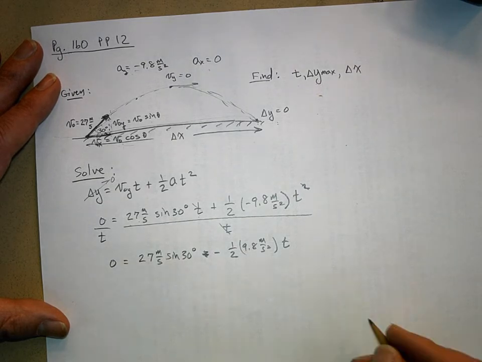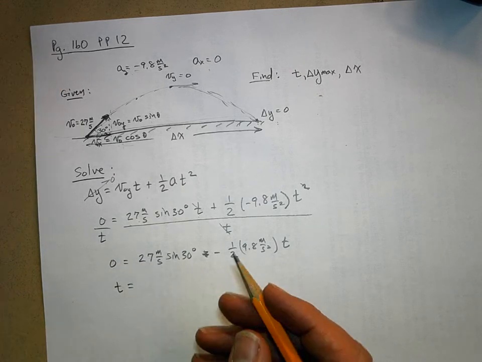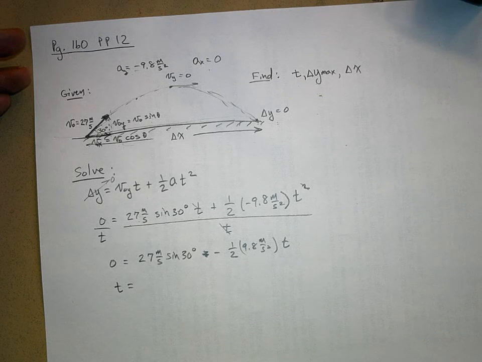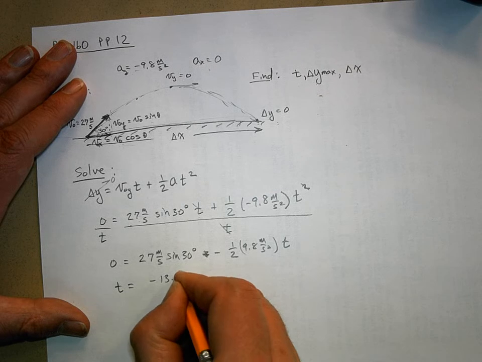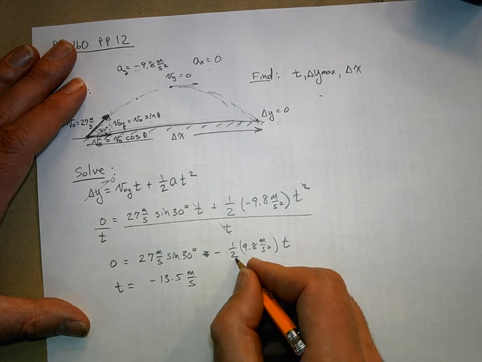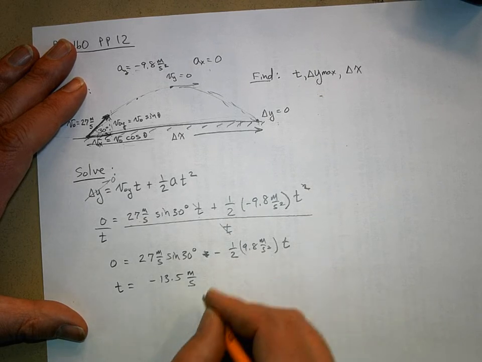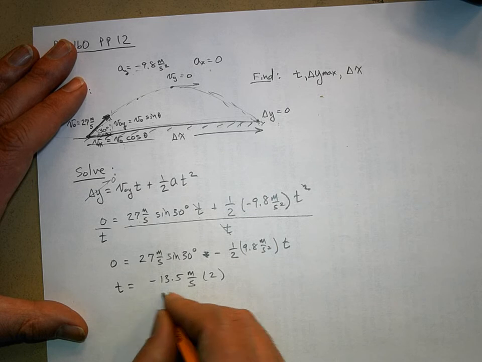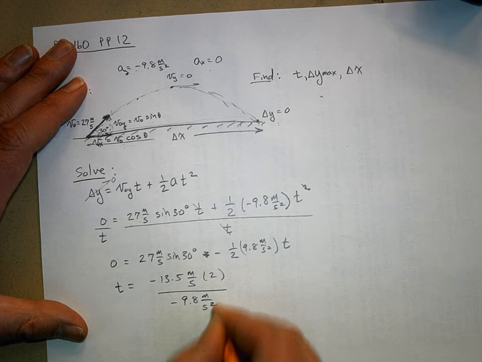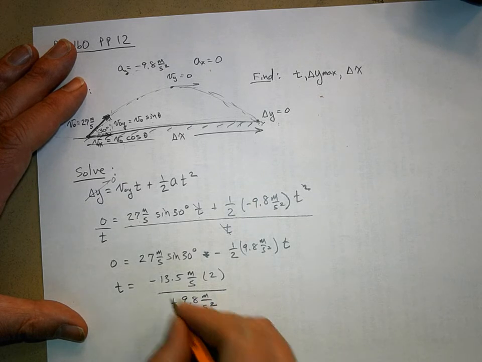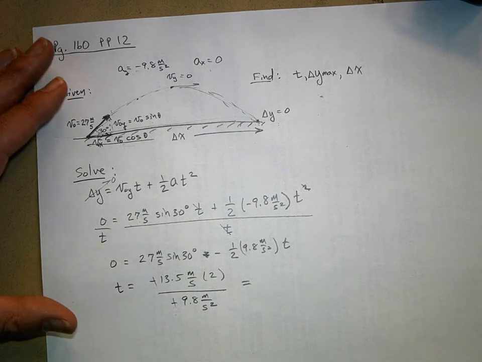And now I can solve for time. Put this on the other side. Well, what is the sine of 30? It's 1/2. What's half of 27? Is that 13.5? So I'll put this on the other side, negative 13.5 meters per second. Now I want to solve for time, so I'm going to multiply both sides by 2. And then divide by negative 9.8. And let's see, the negatives cancel. And I'll get my calculator out.